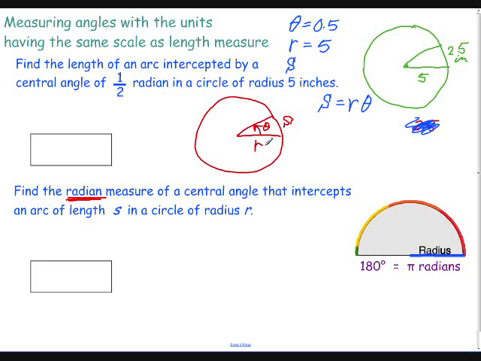Find the radian measure of a central angle. So it's going to be radian measure equals arc length divided by radius. That's supposed to be an R. This could be a very handy formula.